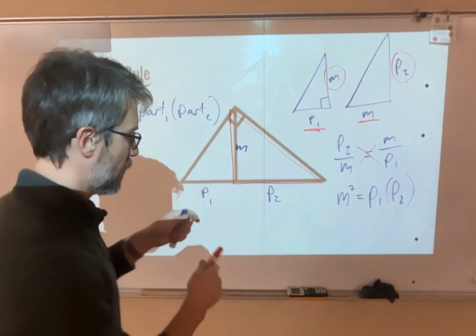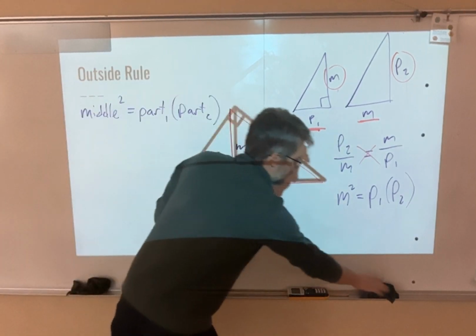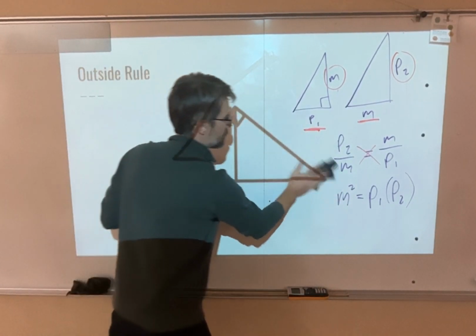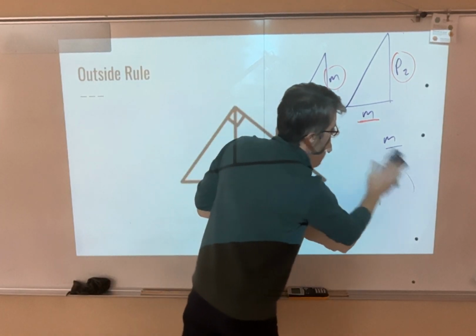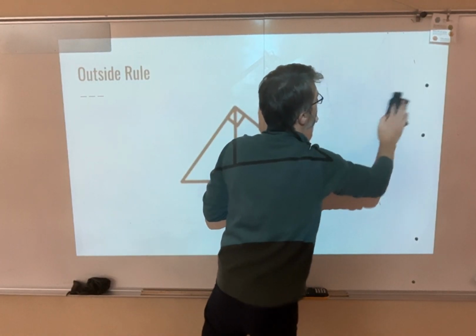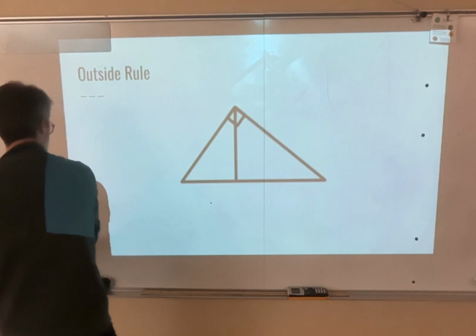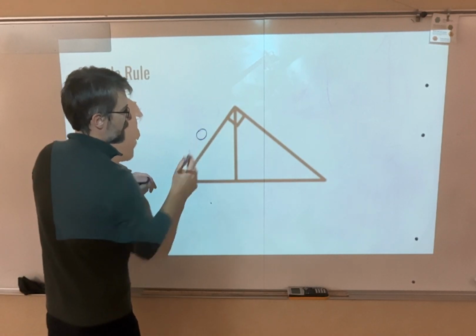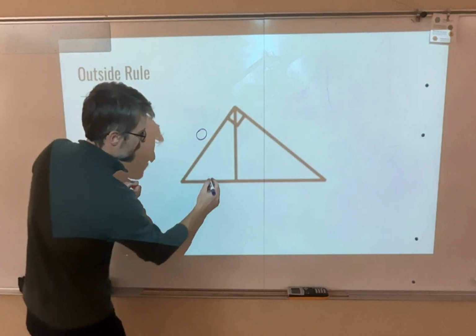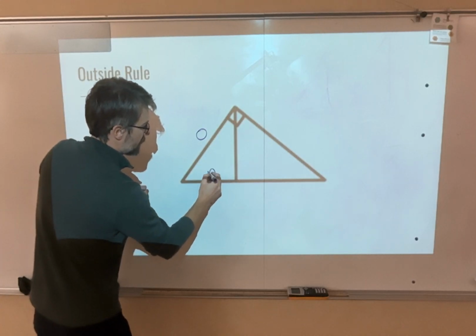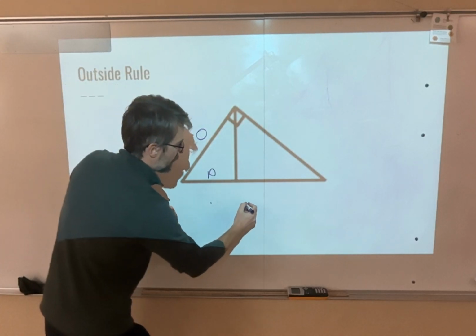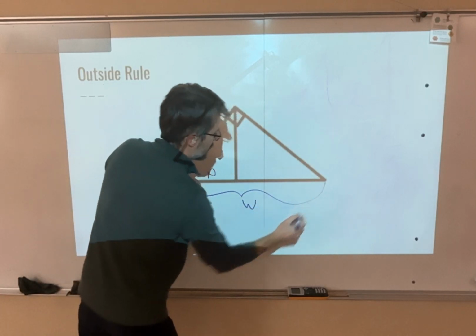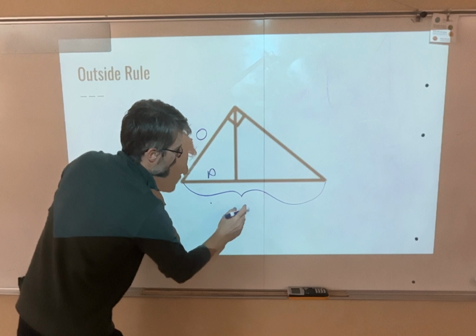All right, we've got one more rule we're going to create, and this is called the outside rule. So for this one, I'm going to put an O. We're going to talk about this side over here, and we're going to relate this to our part, that'll be this part. And then we're going to relate it to the whole thing, so the whole base. We'll call that W.